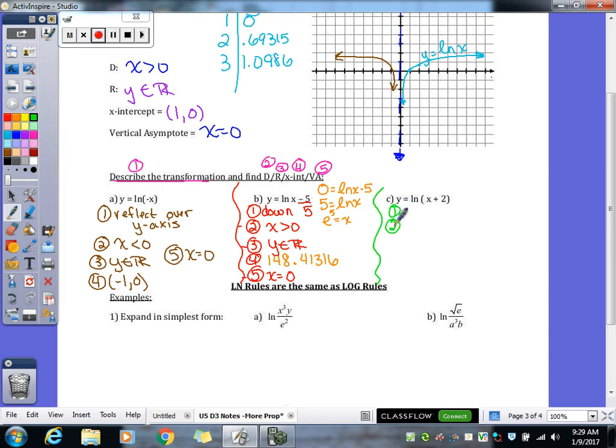All right, our last one in this section here. So this one, plus 2, so this moves left 2. So that makes our domain move to the left 2. So x would be greater than negative 2. Our range would stay exactly the same. Y is an element of the reals. Our x-intercept was at 1. Remember, here's my basic parent one, kind of. If I move that to the left 2, it's now going to be at negative 1, 0. And our vertical asymptote also moves to the left 2. So it would be at x equals negative 2.